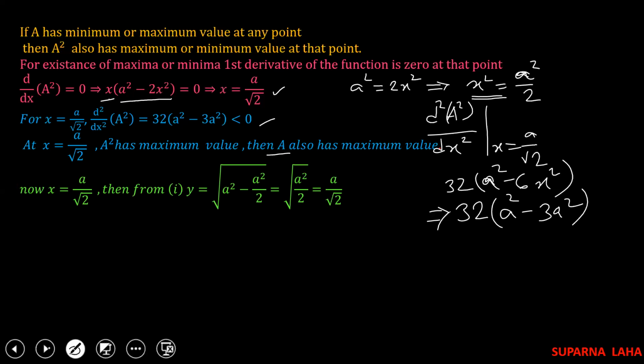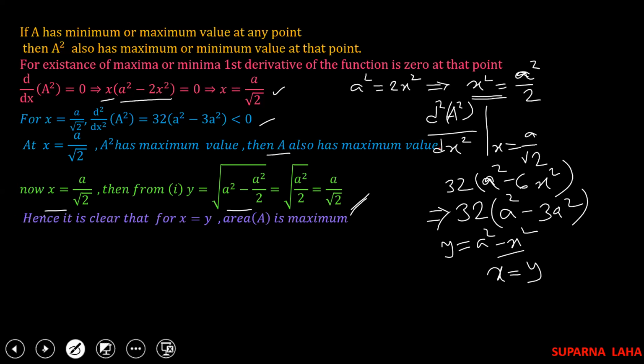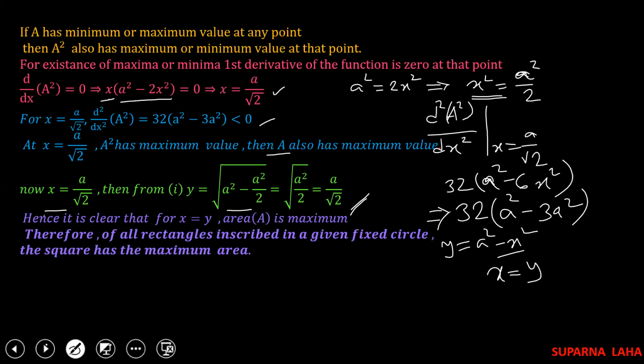So find the value of y. y is equal to what? a square minus x square. Now put the value of x square here and simplify it. You will find y is also a upon root 2. Now look, x is a upon root 2, y is also a upon root 2. So we already proved x is equal to y. Now if x is equal to y, then we can easily say that this rectangle is a square. So for the maximum area, we can say this rectangle is a square.